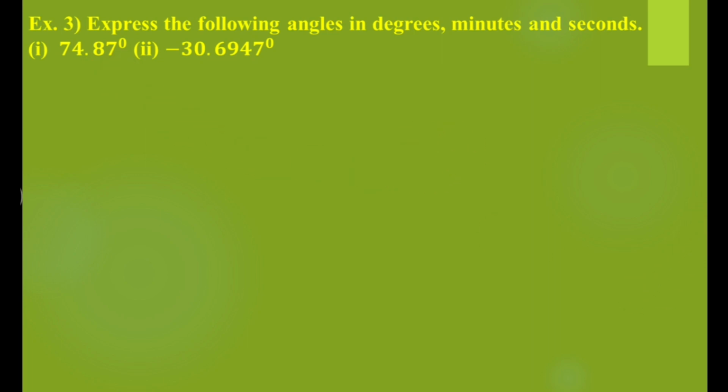So we write this in the solution. 74.87 degree. We write the 74 and the fractional part 0.87 separately. So we write 74.87 as 74 plus 0.87. So we write 74 degree separately and 0.87 degree separately.